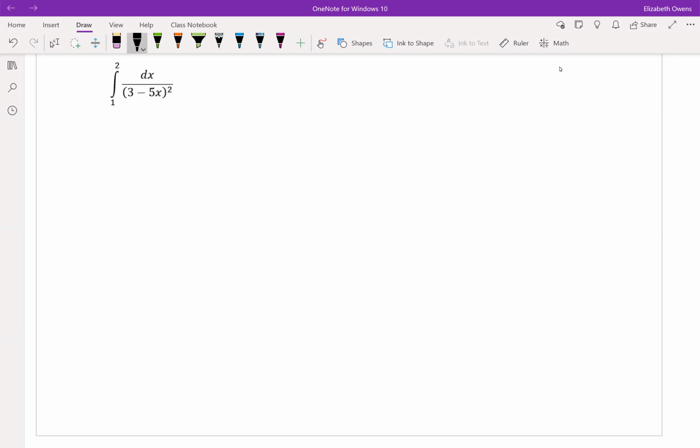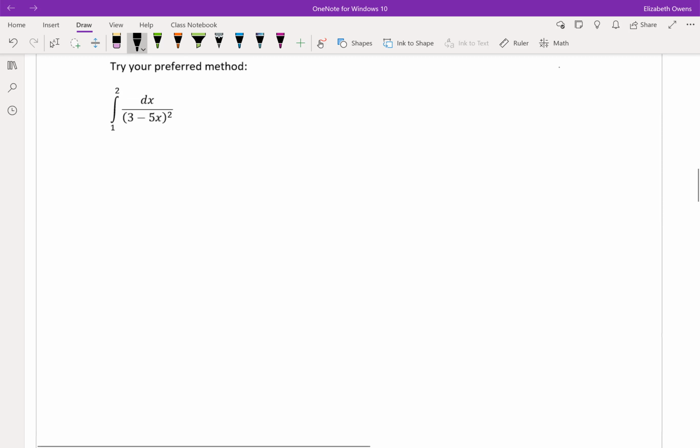We're in section 5.6 here, and we are going to do another definite integral using a u-substitution. So here's our integral this time. It's the integral from 1 to 2 of dx over 3 minus 5x squared. One thing FYI, if you don't like seeing that dx in the numerator, just put a 1 there instead and put the dx on the outside of the fraction like this: 1 over 3 minus 5x squared dx.